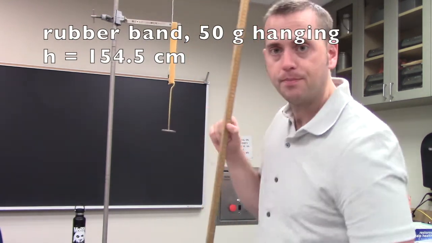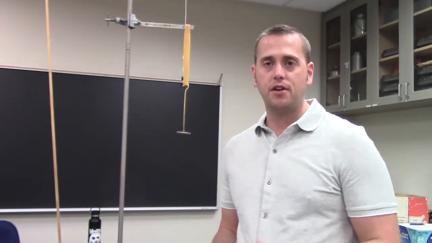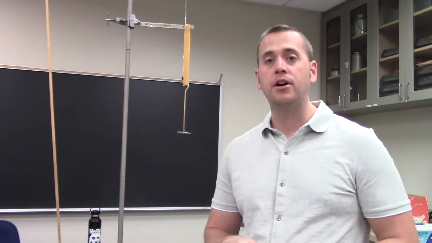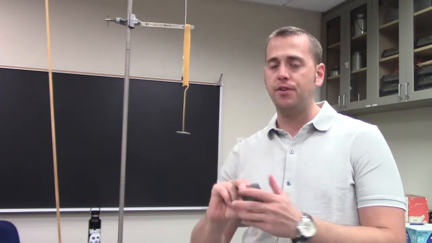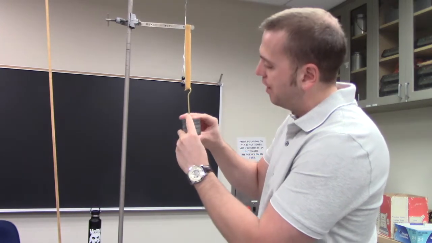154.5 centimeters. Okay, so it turns out the rubber band is a lot more stiff than the spring. It takes a lot more force to get it to be deformed by a given amount. So we're going to make a really big jump and add 450 grams to our weight holder. So we have a total of 500 grams on here.